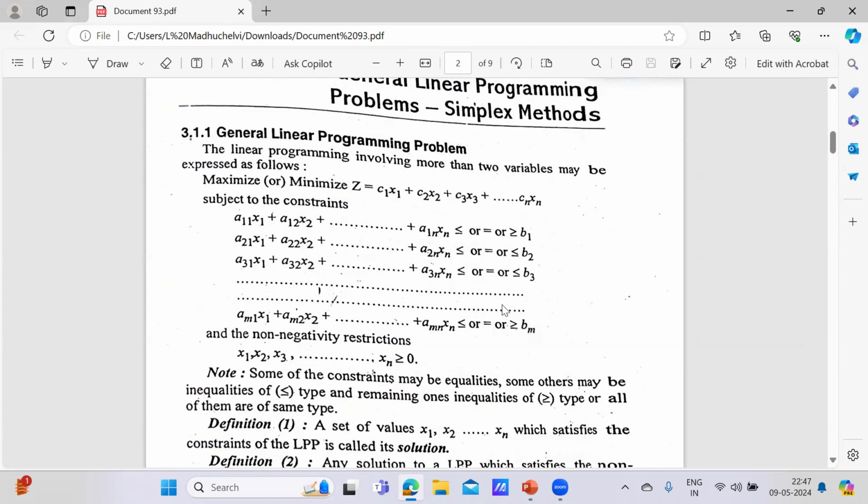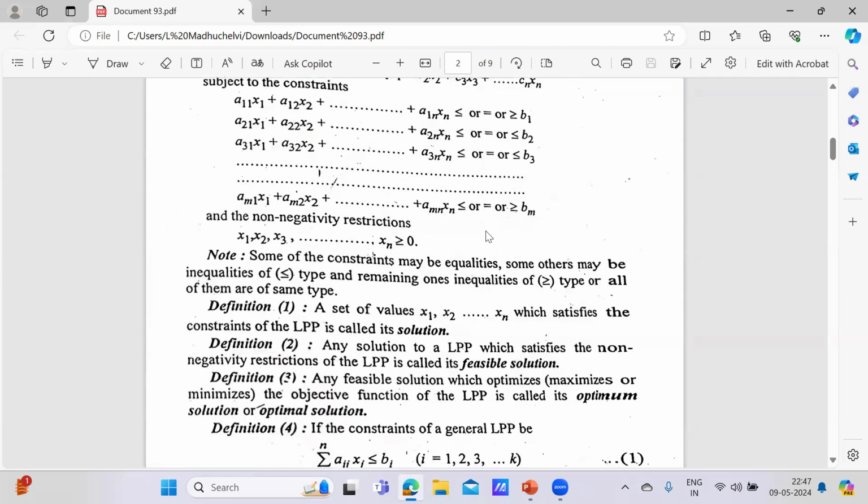a21x1 plus a22x2 plus etc. plus a2nxn less than or equal to, or greater than or equal to, b2. a31x1 plus a32x2 plus etc. plus a3nxn less than or equal to, or greater than or equal to, b3. And so on. am1x1 plus am2x2 plus etc. plus amnxn less than or equal to, or greater than or equal to, bm, and the non-negativity restrictions x1, x2, x3, etc. xn greater than or equal to 0.